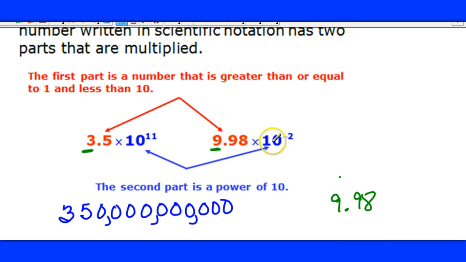In this case, I start with 9.98, and every time I multiply by 10 to a negative exponent, remember it's dividing, so I'm going to do that twice, boom, boom, and that's going to give me 0.0998, which again is not the same as 9.98. 9.98 is almost 10, and that's definitely not almost 10.